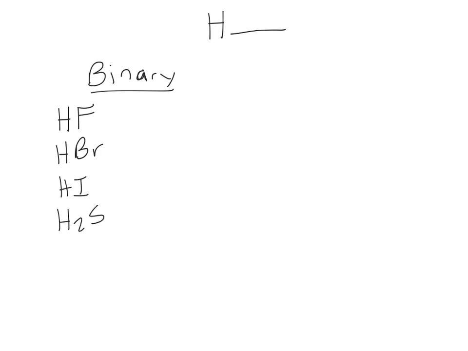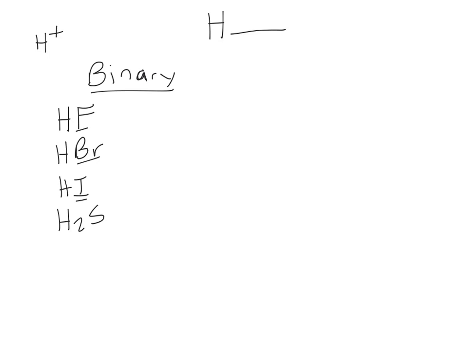And the way you figure out how many hydrogens go with a binary acid is you look at the charges. F, Br, and I all form charges of -1, so they get one H to go with them because the H is really H+. So HF, HBr, HI. S is a -2 charge, so it's H2S.